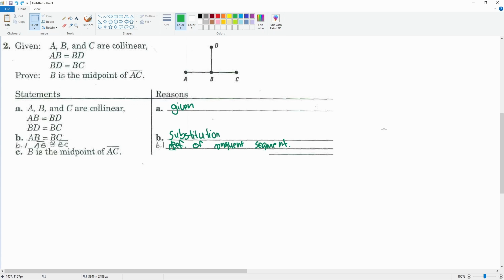Then you finally get to the midpoint. Therefore, it has to be definition of midpoint. Okay, understand that this is going from the algebra to the geometry using the definition. Okay, then here from the congruent parts, then you can get the definition.